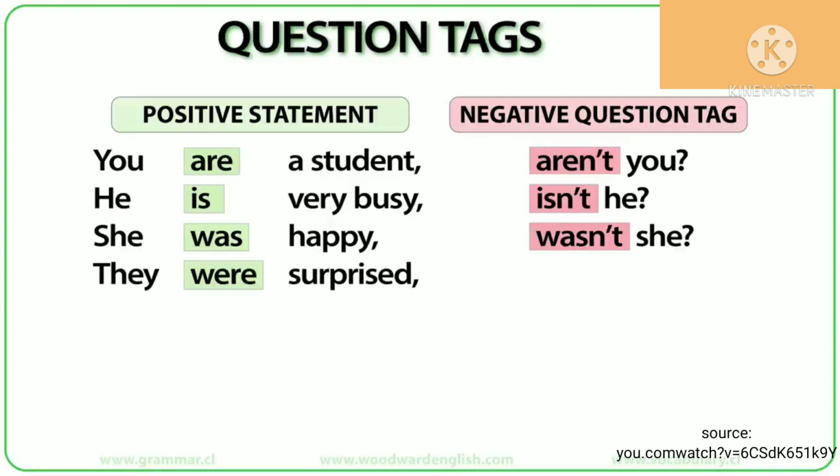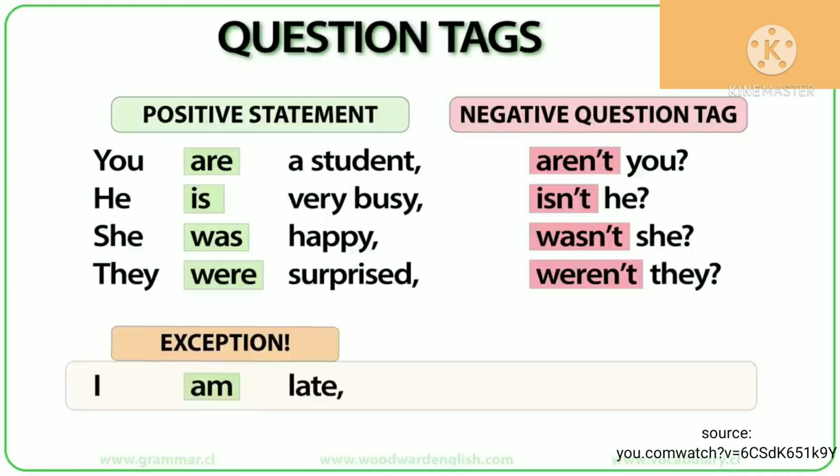They were surprised, weren't they? Be careful. There is an exception when the subject is I followed by am in the positive statement. For example, I am late. The negative question tag is irregular and you say, aren't I? I am late, aren't I? We do not say am I, no. It probably sounds strange to you, but that is what we do in English. I am late, aren't I?